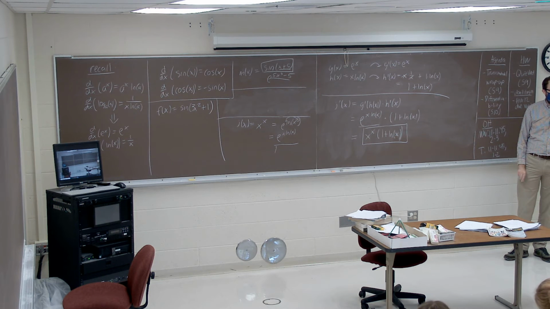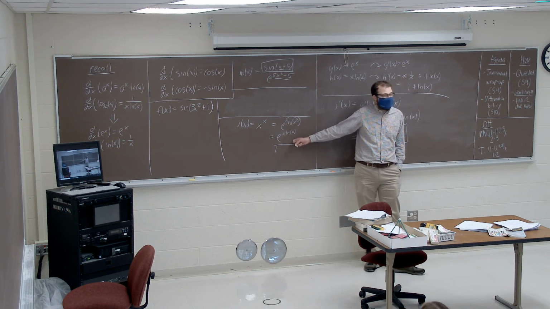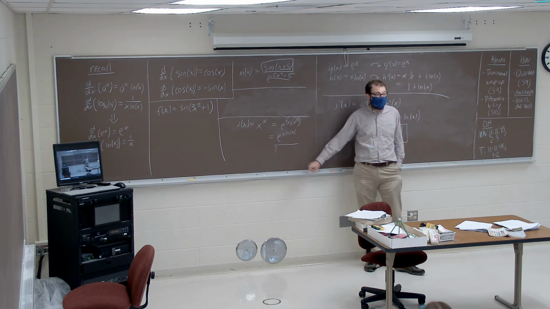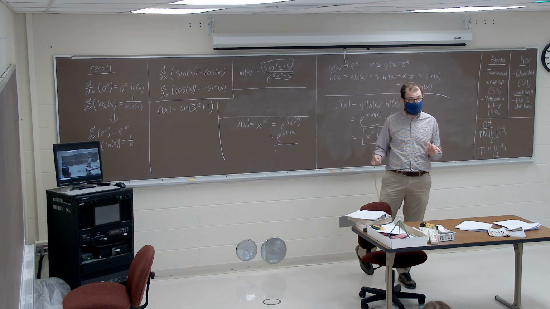And I know many of you out there are silently praying to yourself right now, "Please, Dr. Gerstle, don't give us one like this on the quiz." I am not going to. But I thought this is kind of an interesting side exercise. How would we differentiate something where we have both x's in our base and our exponent?